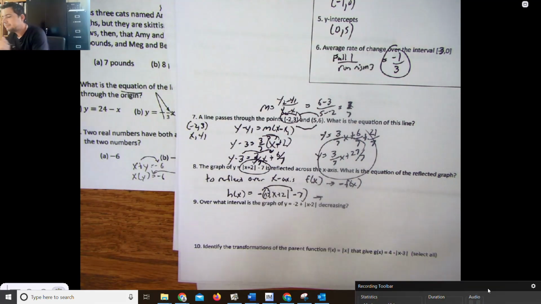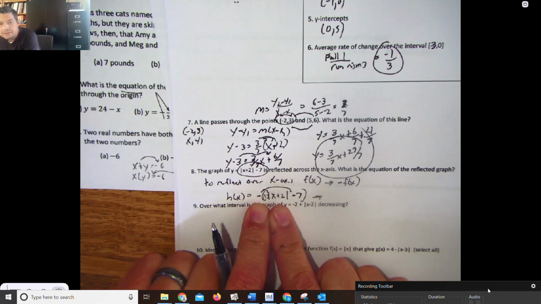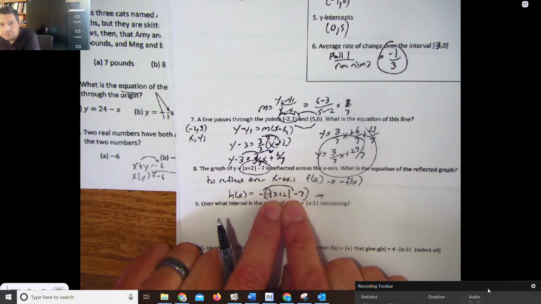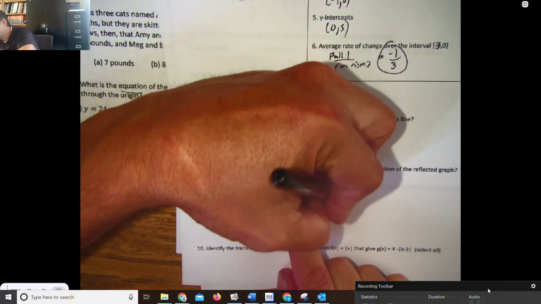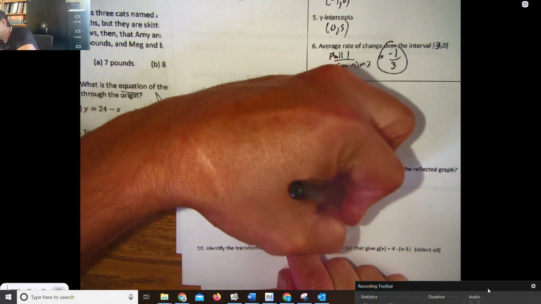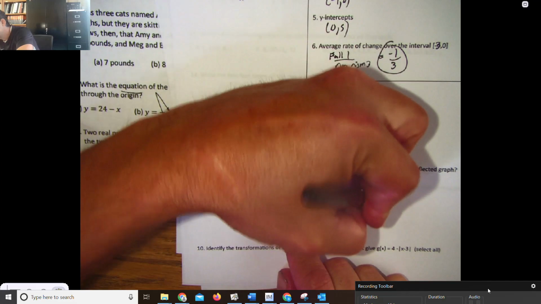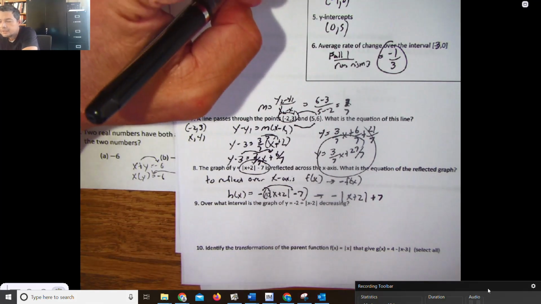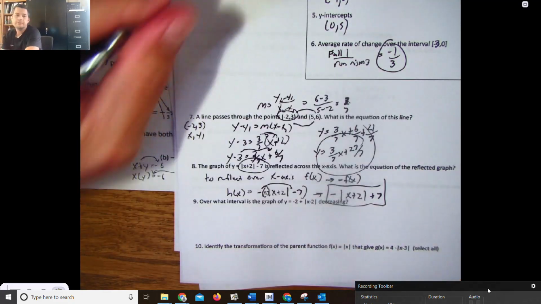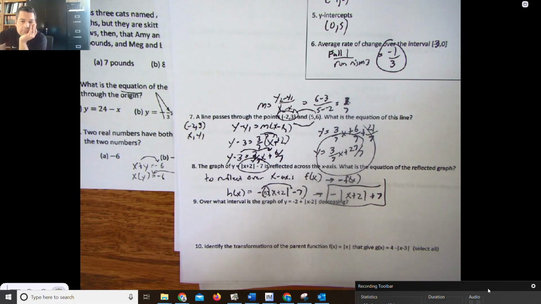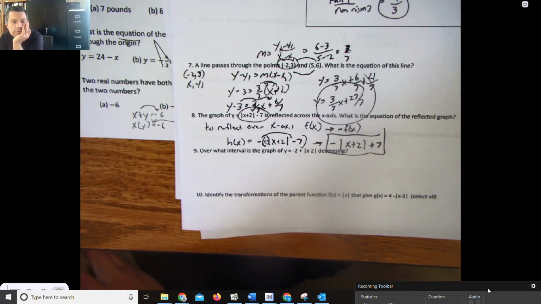So where was I? I have to distribute the negative here and the negative there. You do not have access to things in bars. That should make sense to you. This becomes negative absolute value of x plus 2, and then plus a 7, because a negative times a negative is a positive. And that, yeah, you know what? One more, so that's what I got to do tomorrow.